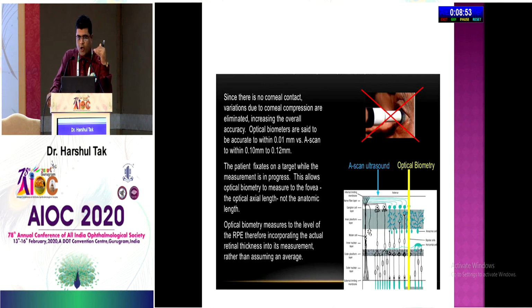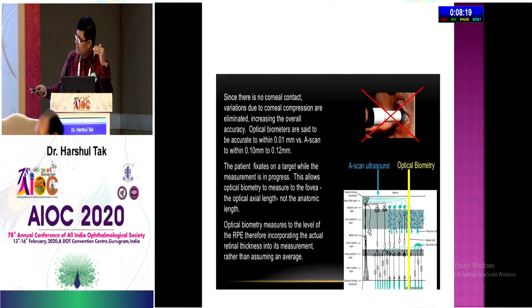But why optical biometer scores over this A-scan biometry is because the A-scan uses a frequency of 10 megahertz, and the resolution and accuracy of the A-scan biometry is 0.1 to 0.12 millimeters, whereas optical biometers are accurate within 0.01 millimeter. So they are 10 times more accurate than the ultrasound biometers.